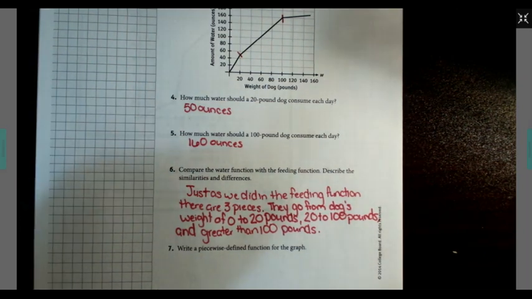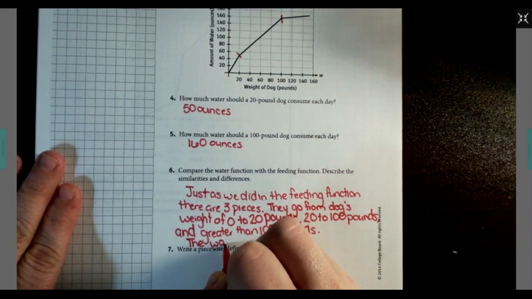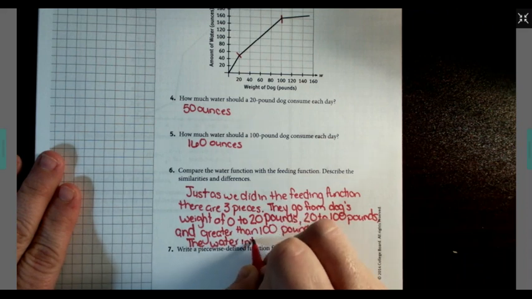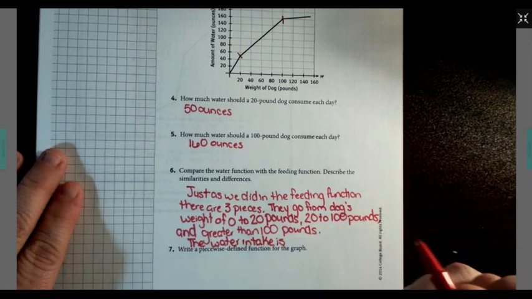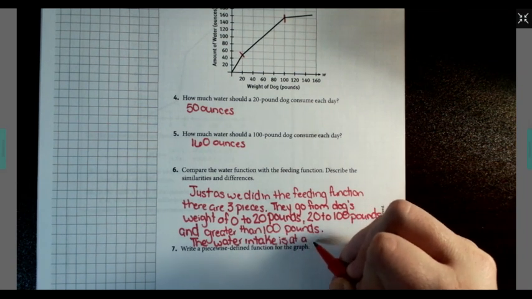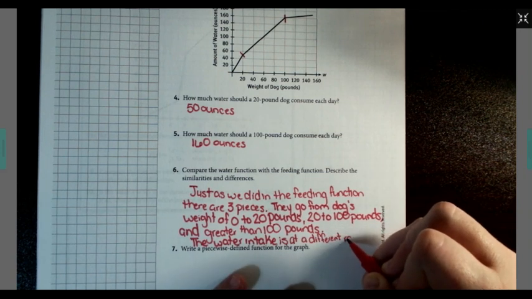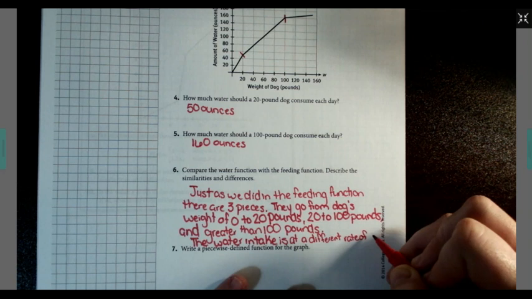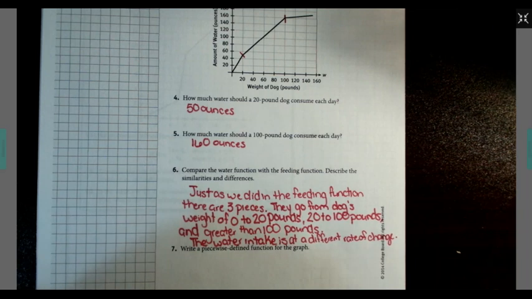The thing we notice differently here is the water intake is at a different rate of change. We're about to get into that here in question number 7. It says, write a piecewise defined function for the graph.